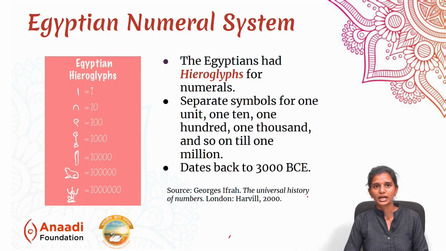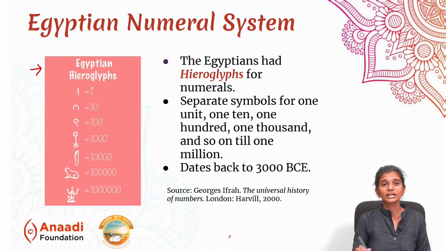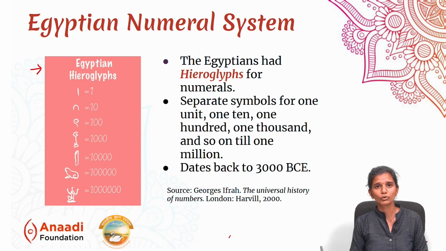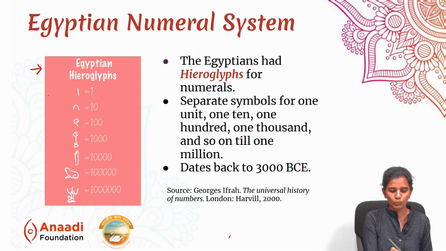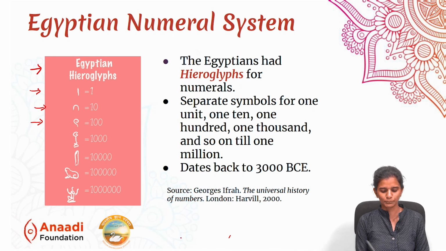Now, Egyptian numeral system. The Egyptians had a writing system based on hieroglyphs from around 3000 BC. What are hieroglyphs? Hieroglyphs are little pictures representing words. These minute, complex and decorative symbols were mainly used in memorial inscriptions on stone monuments and tombs. They had separate symbols for 1, 10, 100 and so on, up to 1 million.